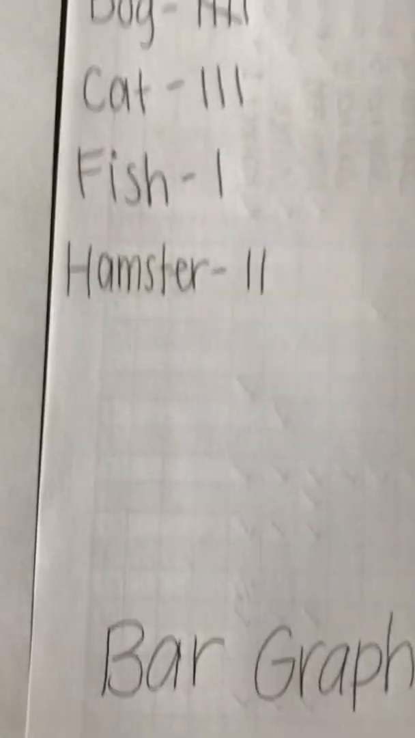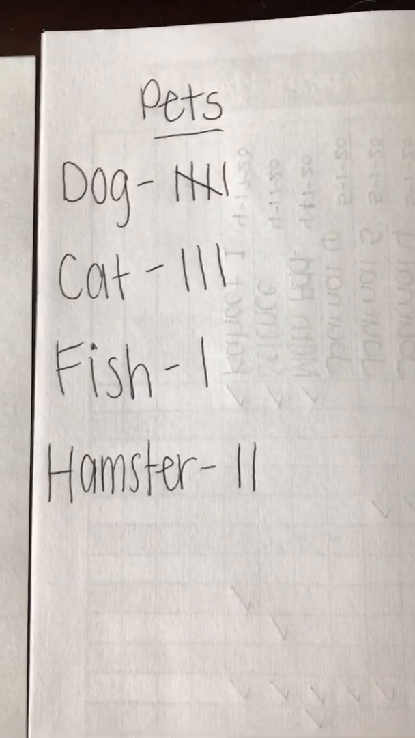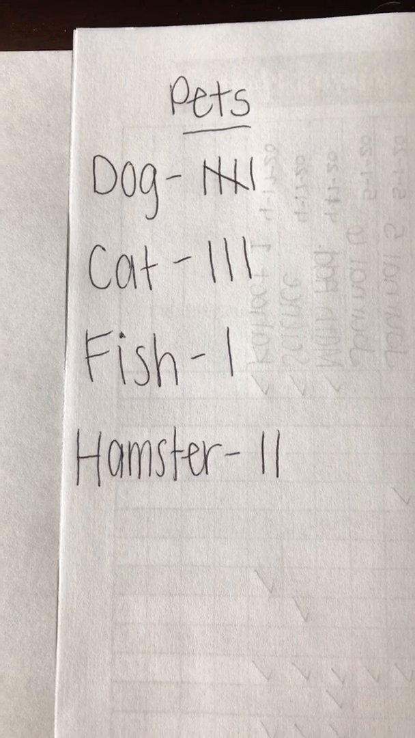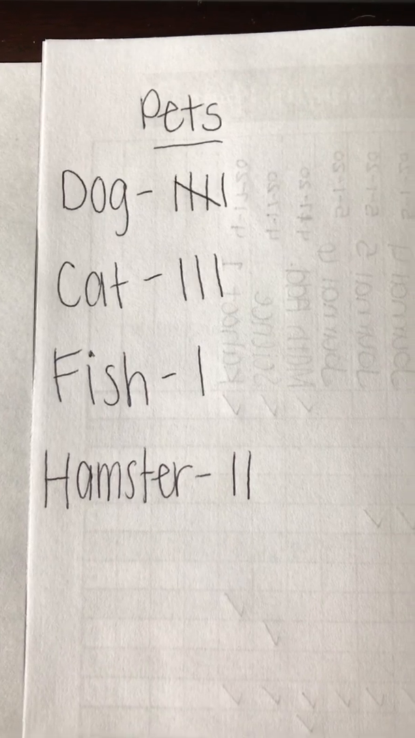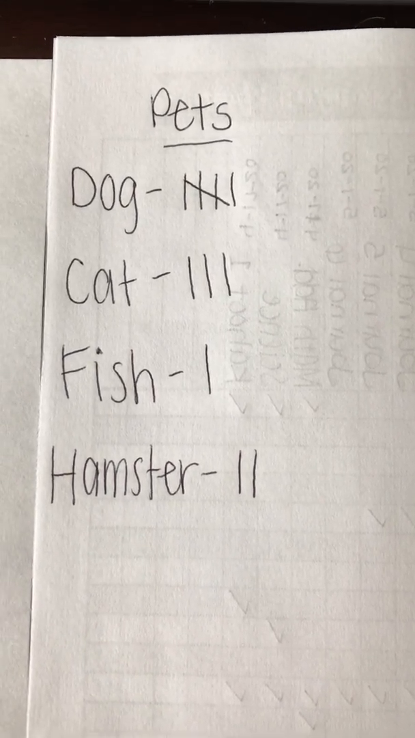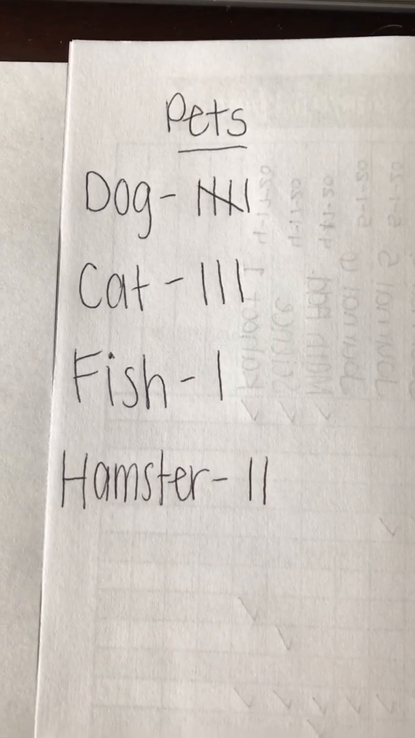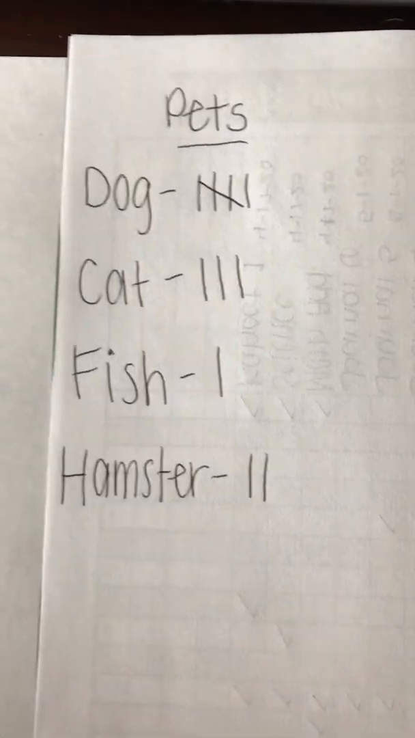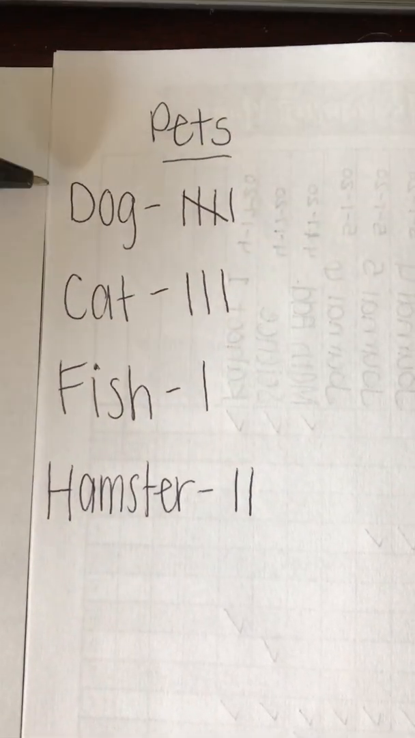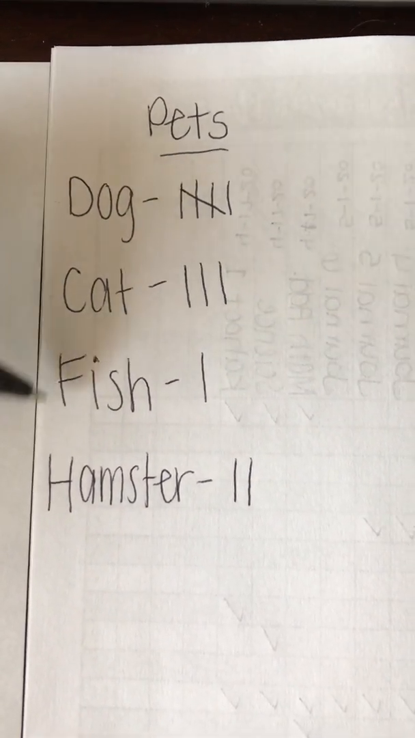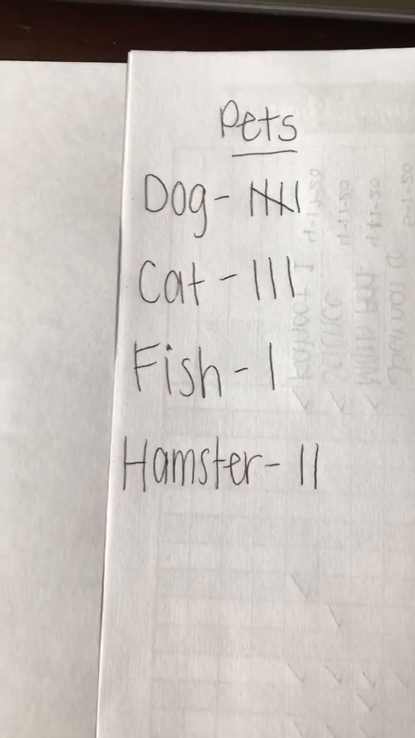So what I have here is some data of some different pets. Now, you are going to have different data this week. I am going to give you the data to use. And the data that I'm using is going to be from your teachers at Madison. They're going to answer questions to help us make our graphs. So I'm going to make a bar graph using this information right here. As you can see, this information is about pets. We have dog, cat, fish, and hamster. So what I'm going to do is use this information to help me make a bar graph.